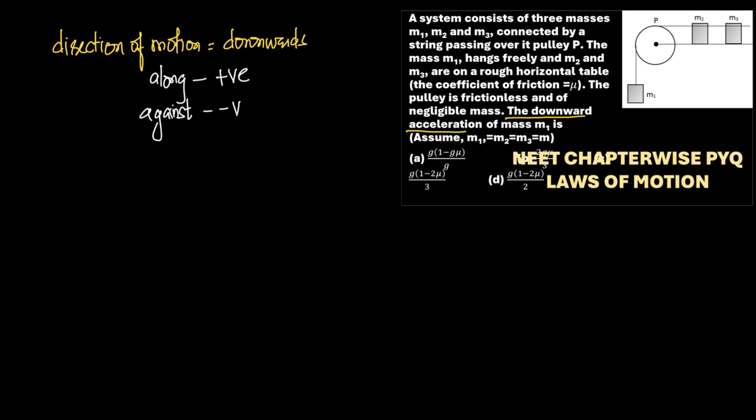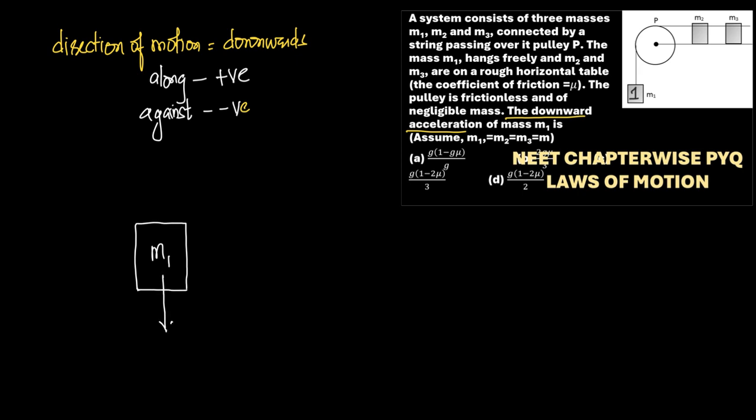This is applicable only for the first mass m1, not for the second and third masses, because they are moving in a different direction. So we're talking only about the first mass. Now I'll draw the first mass separately. This is the first mass, which is m1. Now let us draw the free body diagram and represent the various forces acting on it.